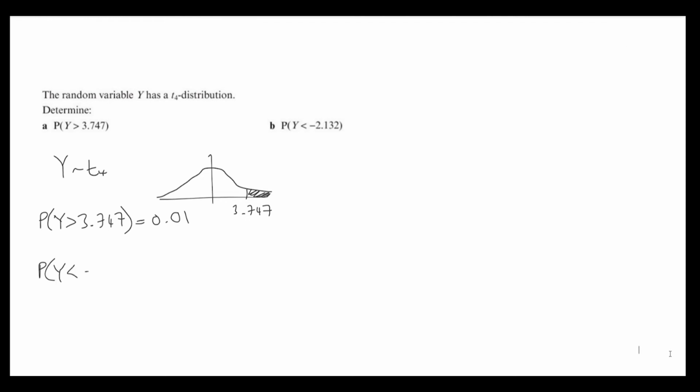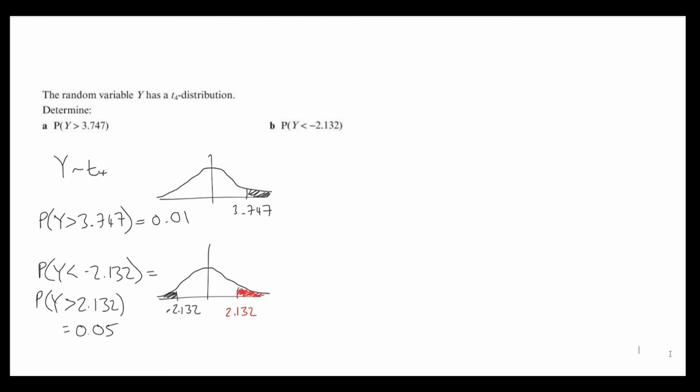Okay, similarly, the probability that y is less than negative 2.132, here's where it would be on a diagram. Our tables don't show us any values from the left-hand side, so we're going to need to use symmetry. So the probability that y is greater than 2.132 will be exactly the same as the probability that it's less than negative 2.132. So let's just look this up. When we find the 2.132, we read up to the top and we see 0.05 is the probability associated with that t-value.